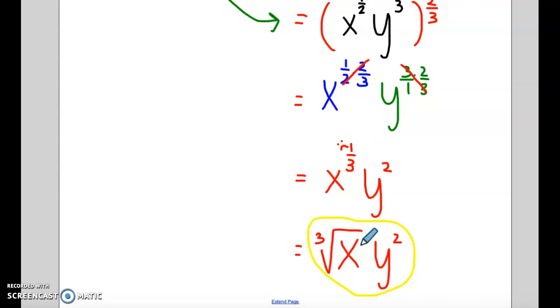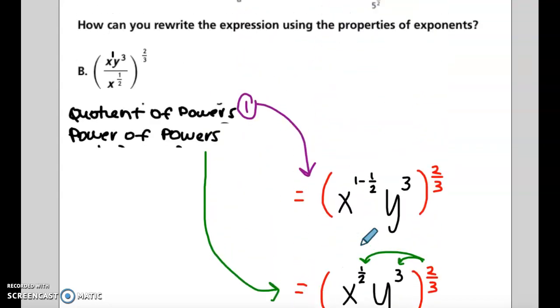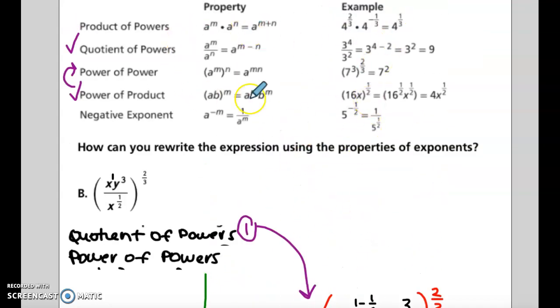Okay? Awesome job, guys. Like I said, the more we practice, the more we're going to get it. Looks like a lot, but the more you practice, it's going to help you remember these properties, and they're going to jump out a little bit more at you.